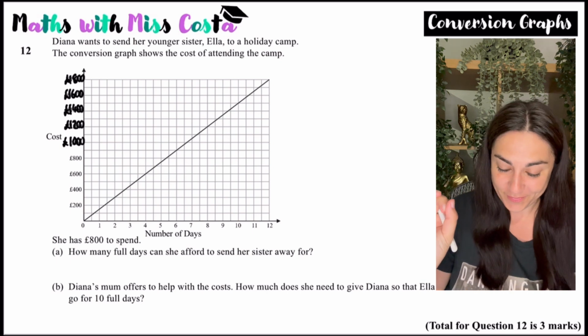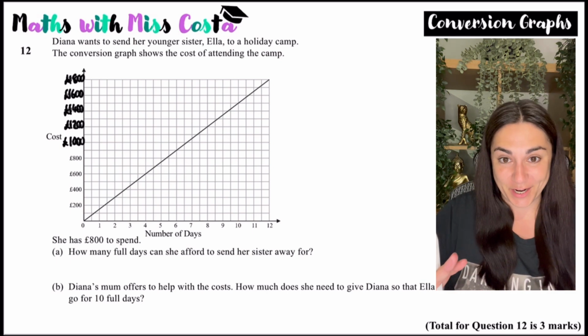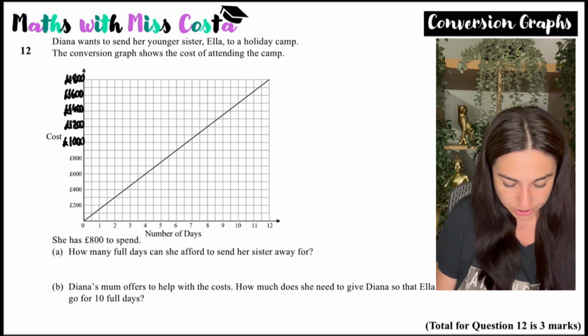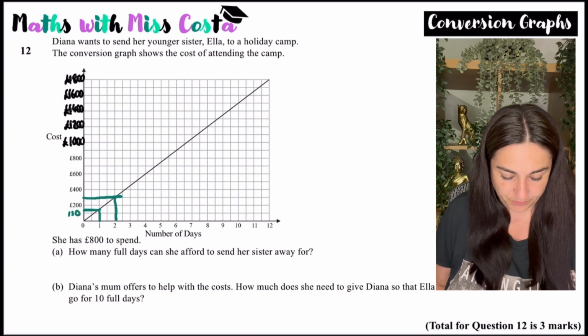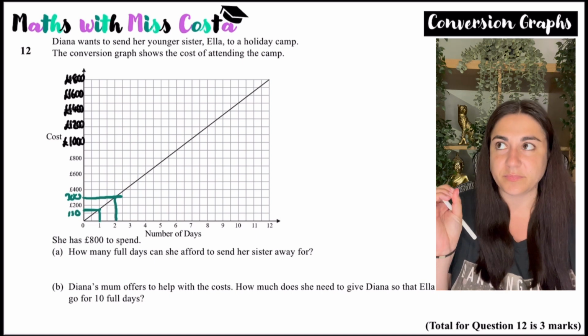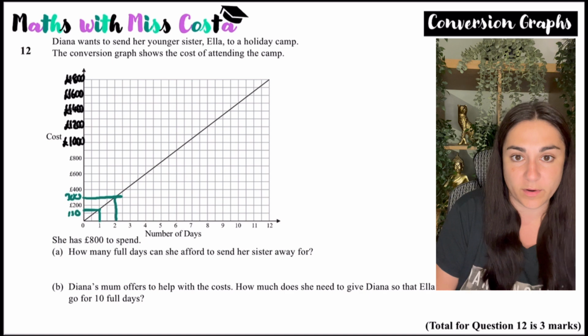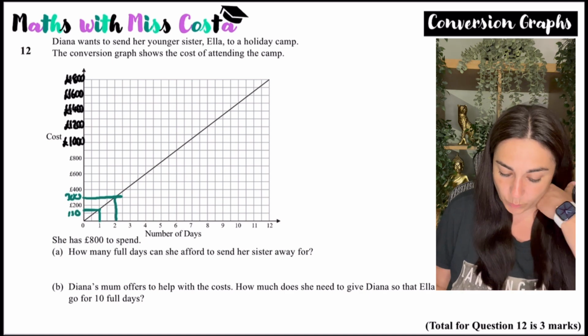Okay, so the graph in the exam definitely won't be wrong, but let's look at this question again. She has £800 to spend. I already worked out that 2 days costs £300. Therefore, 1 day must cost £150. Now, the thing with conversion graphs is it's all going up in direct proportion. So if you know the cost for, let's say, 1 day, you can just times it by 8 to work out how much 8 days would cost. So we could do it that way.